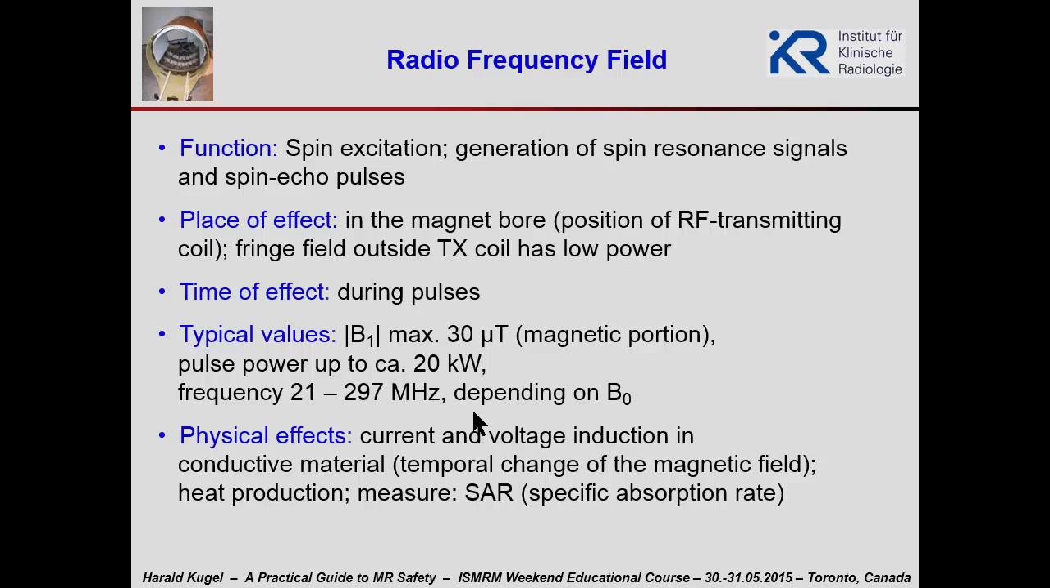The physical effects: we have current and voltage induction in conductive material because of the temporal change of the magnetic field. The frequency is so high that we have mostly heat production. The measure for the heat production is the specific absorption rate, SAR.